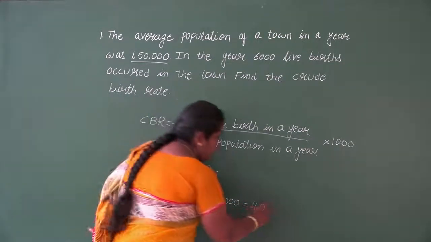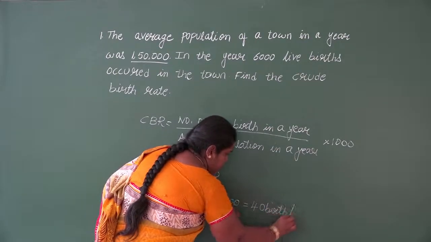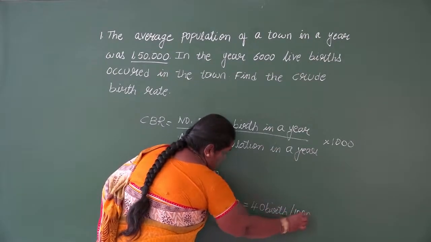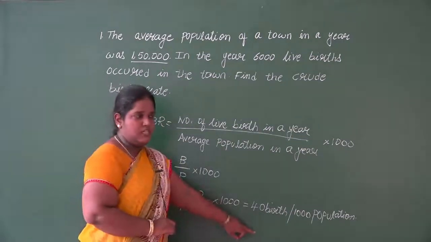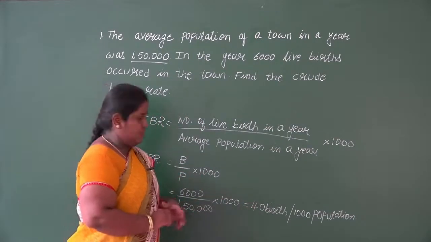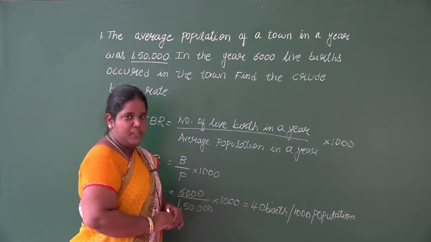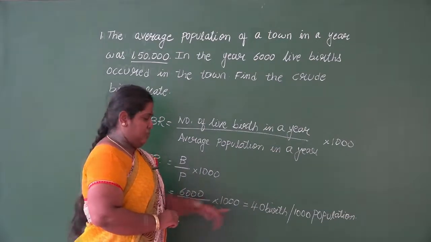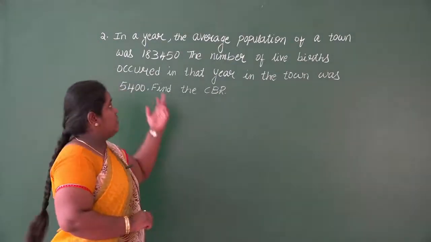So it is 40 births per 1000 population. That is what the answer is according to this problem. For every 1000 population there will be 40 births. After the first problem, we'll start with the second problem now. I've written the question here.